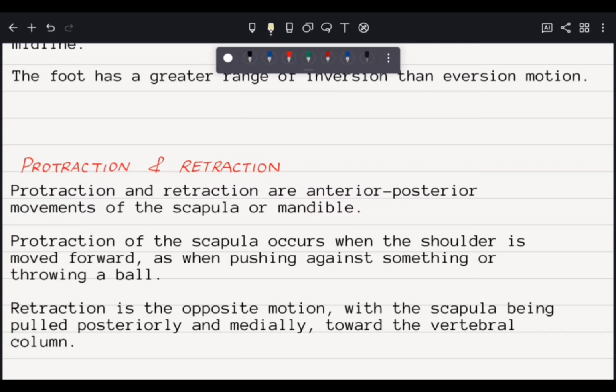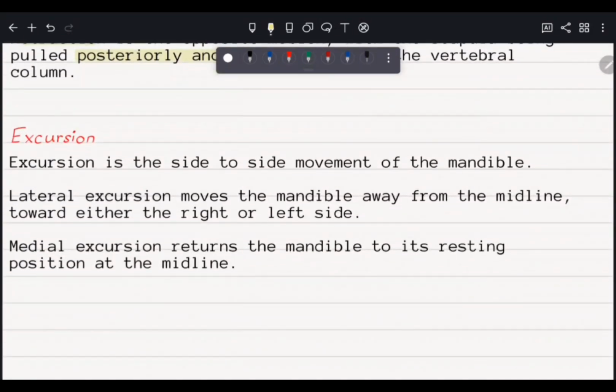Talking about protraction and retraction, they are anterior posterior movements of the scapula and mandible. Protraction of the scapula occurs when the shoulder is moved forward. So moving forward is protraction, whereas retraction is the opposite, that is, moving backward or pulled posteromedially towards the vertebral column. Talking about our last point, excursion. Excursion is a side to side movement of the mandible: lateral excursion and medial excursion.